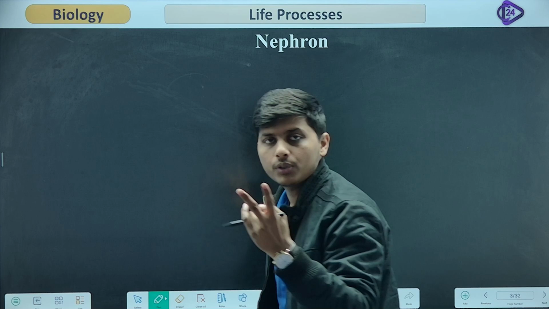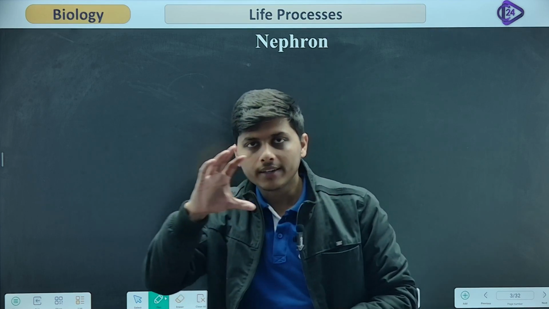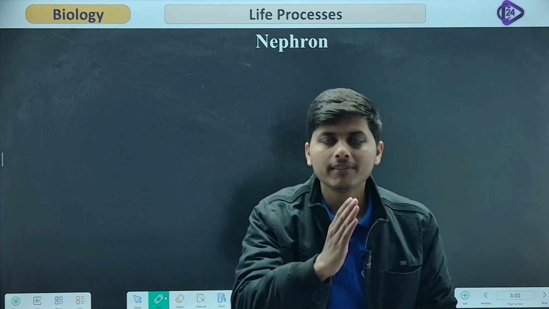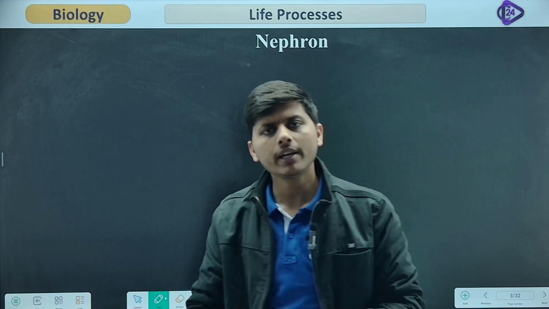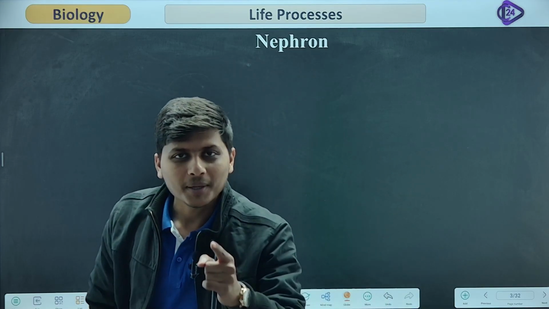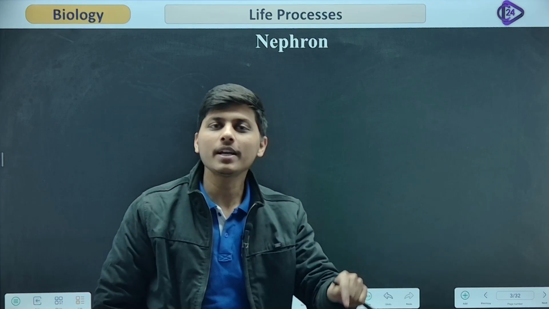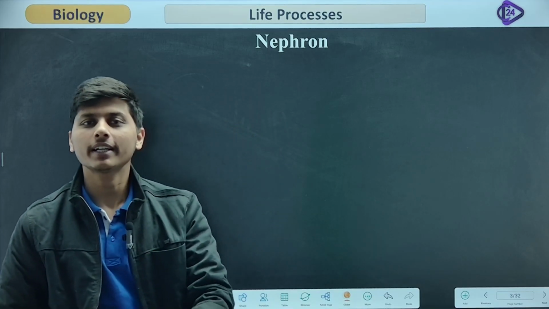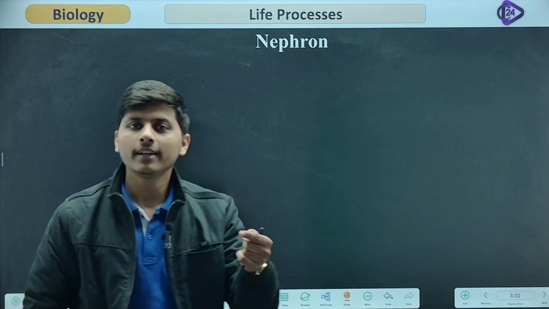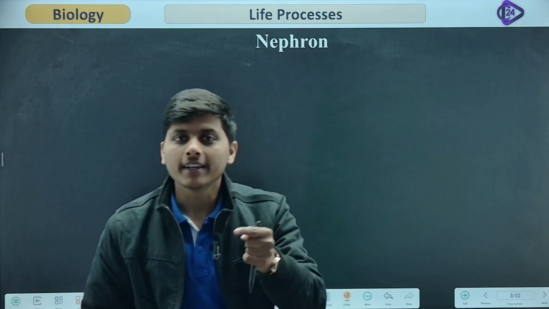Nephron consists of two parts. First is the renal capsule part, and the second one is the renal tubule part. Why are we using the term renal? It means something related to the kidney, and nephrons are found in the kidney, the structural and functional unit of the kidney. That's why we are using the words renal capsule and renal tubule.